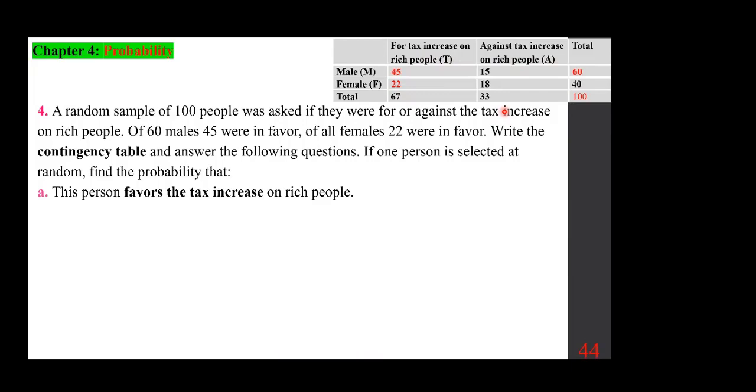This person favors the tax increase on the rich people. So we are looking at the probability, and therefore we write the formula. I hope you remember that in general, probability of an event A is N of A over N of S, the sample space. So N of T over N of S, that is 67 out of 100.